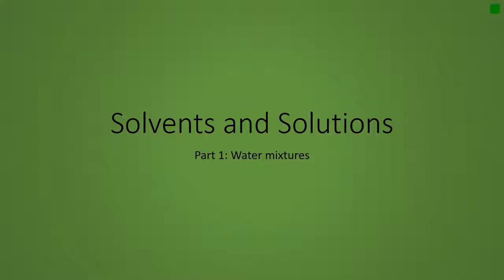This presentation is Module 7 of Chem for Bio at Northern Virginia Community College, Annandale campus. The topic of Module 7 is solvents and solutions. It's been broken into two parts. This is part 1, where we concentrate on solutions where water is the solvent and the definitions necessary, the vocabulary necessary to understand these solutions.